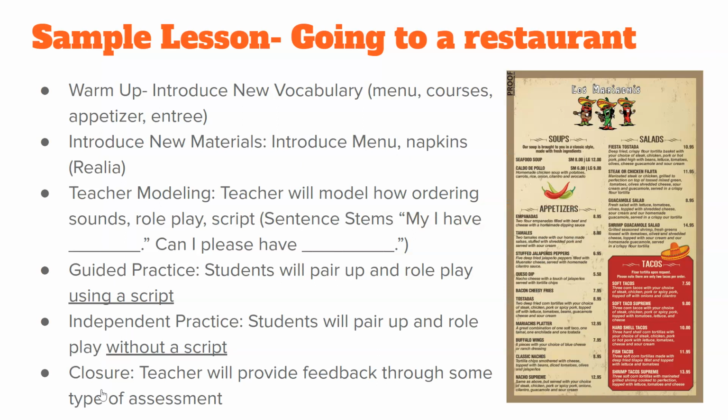So here is a sample lesson, and it starts with a warm up. That's where the teacher introduces new vocabulary, the vocabulary they'll be using during the lesson. So for this lesson, the task is going to a restaurant and ordering. So they would learn the vocabulary words menu, courses, appetizer, entree. And then the teacher would introduce new materials to them, realia. They would get to see and touch a real menu, paper napkins, cloth napkins. There would possibly be a table setting, a tray that the waiter or waitress would carry food on.